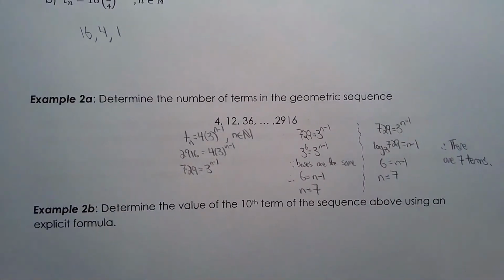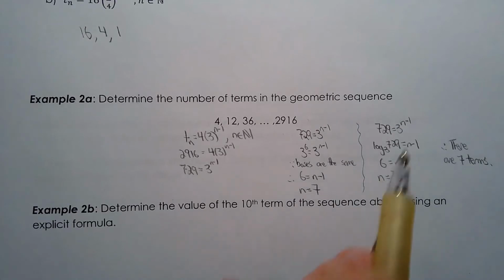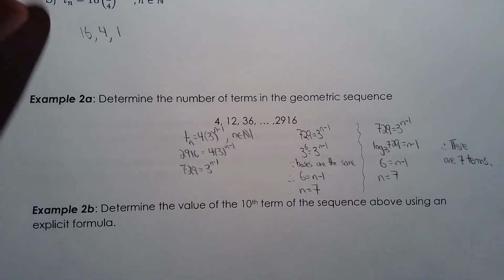Okay, so there are 7 terms in the sequence. Now be careful, if the common ratio is negative, you are allowed to have a negative value for the common ratio. And if it is negative, then you can't use a logarithm method because your base will be negative and the calculator will spit out an error. So yeah, those are your 2 options.